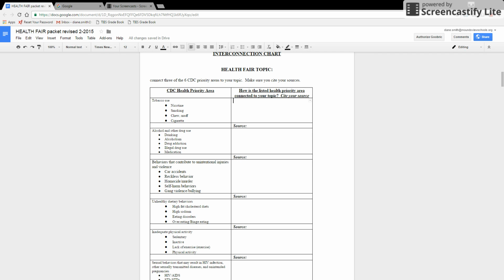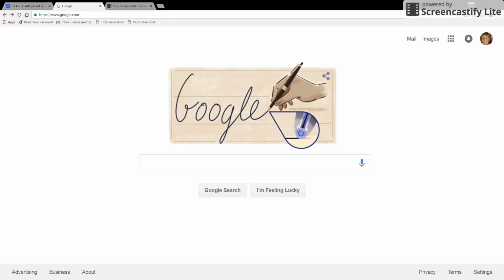So I'm going to take a look at the first one, and I'm going to try and make easy connections. So I'm going to take tobacco use, and I'm going to use the topic of arthritis. These bullet points are subtopics so that you can also Google search with these words. You don't have to connect all of them, but what we're looking for is some sort of type of tobacco connection to arthritis. So I'll go out to Google.